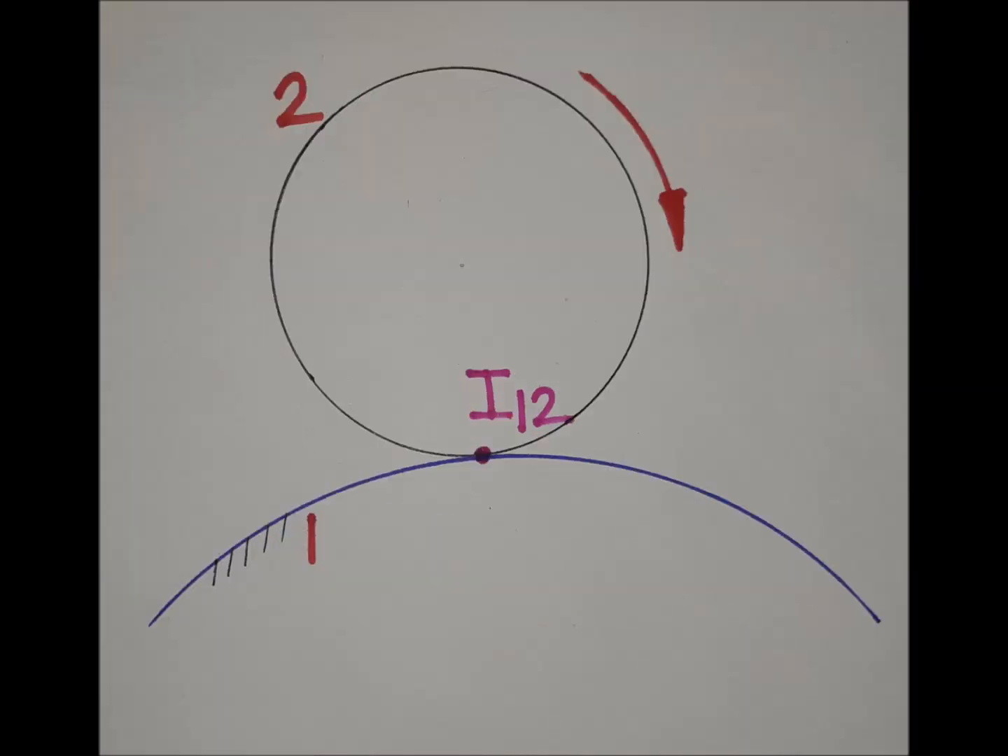Now consider link 2, a circular disc or wheel, rolling on fixed link 1, which is curved. There is pure rolling motion between body 1 and body 2. Therefore, the ICR for relative motion between body 1 and 2, that is I12, will be at the point of contact.